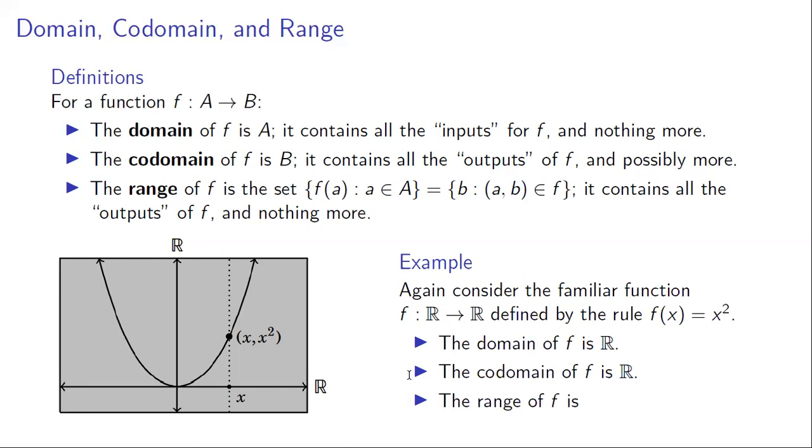What is the range of f? The range is the set of all possible outputs, but nothing more than that. So we cannot say that the range is R because, for example, there is no way to get an output of, let's say, -3 or even -4. There's no way to get an output of this function to be -4.